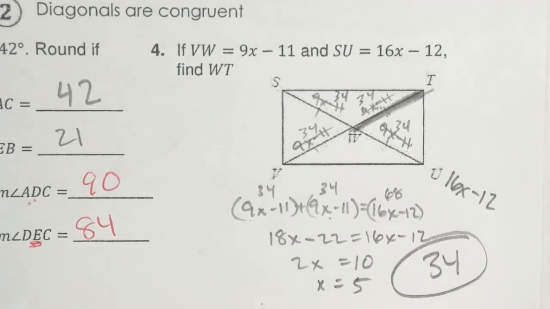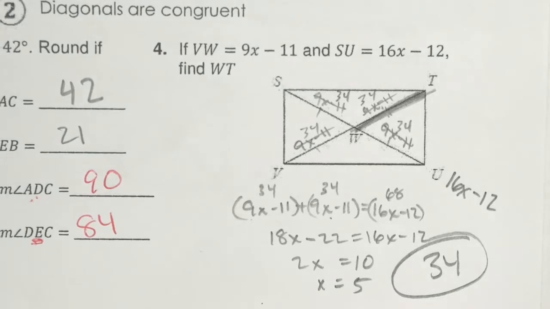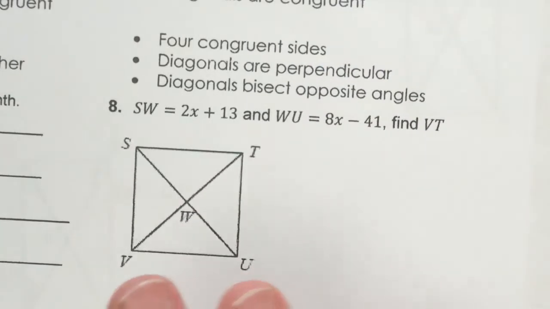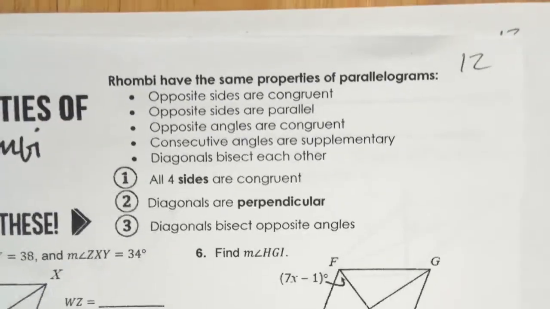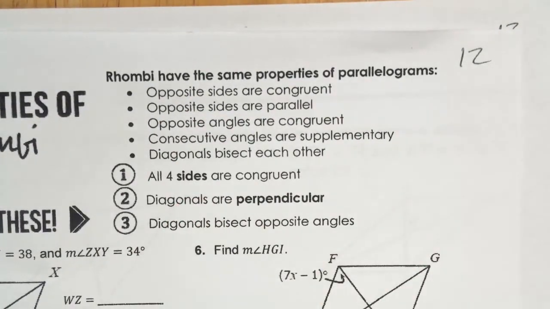All right, you guys are doing great. I'm hoping. All right, let's go to number 12. So page 12, we're on page 12. So page 12, we're on rhombuses. So rhombi. Okay, so page 12, we have all those rules.